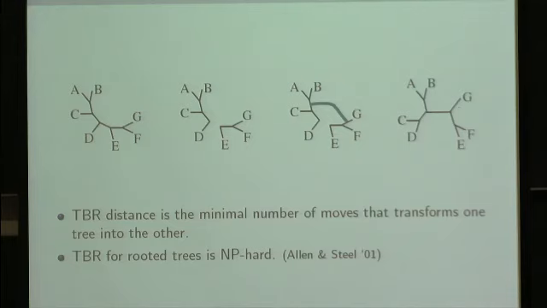And the last distance that I need is TBR. So for TBR, I break some edge. Again, I'll use the same one I used before. And then I reconnect anywhere else in the tree. And it's, again, NP-hard. So these are the 3 distances that people usually use, very popular distances to explore tree space. I know there are others. I just want to talk about these guys.